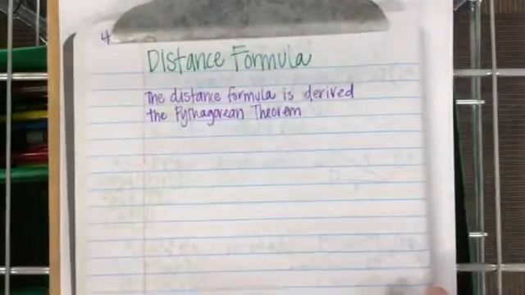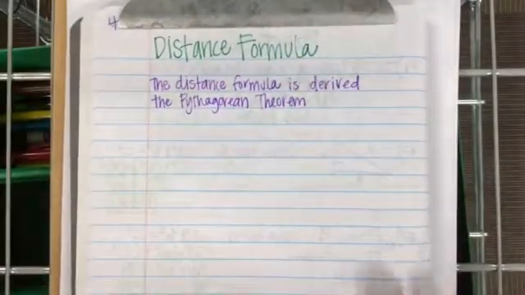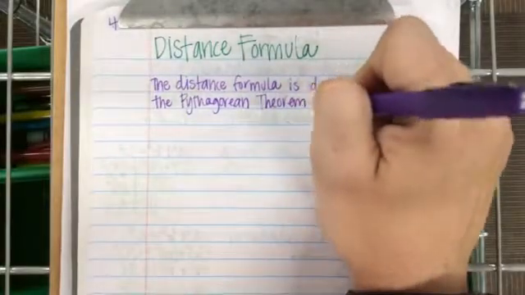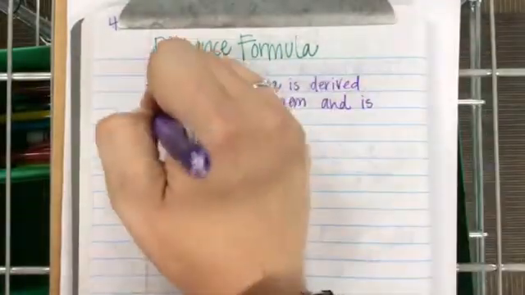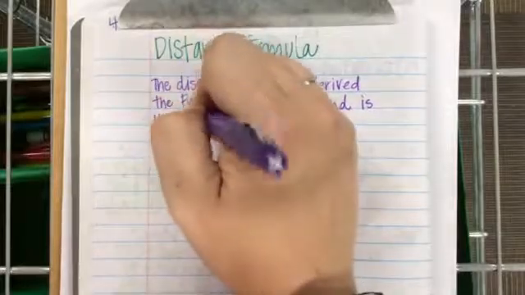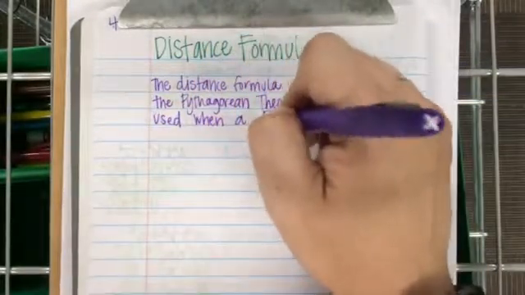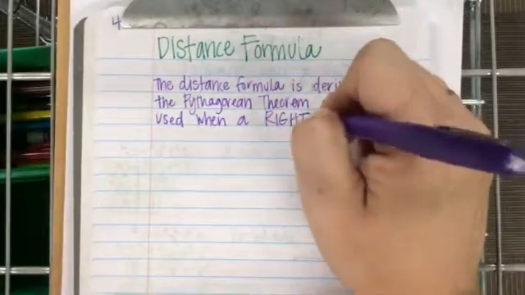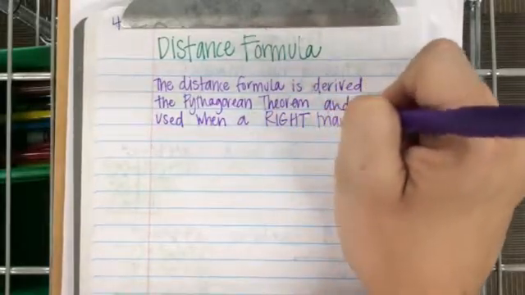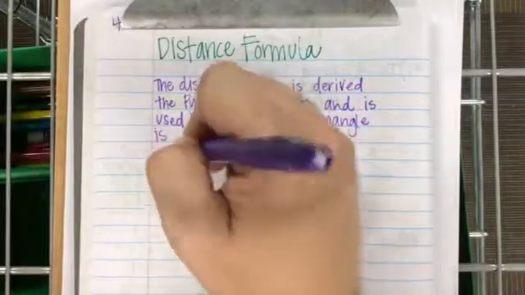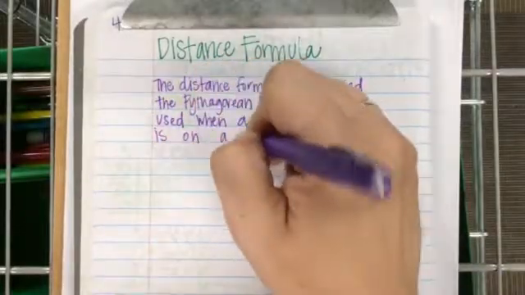The distance formula is derived from the Pythagorean theorem and is used when a right triangle is on a coordinate plane.